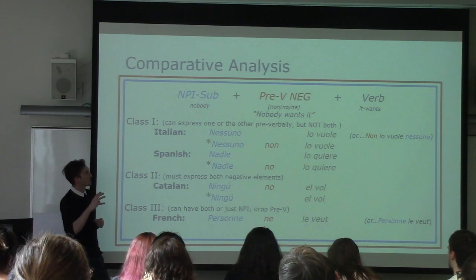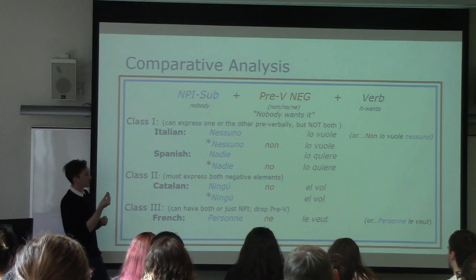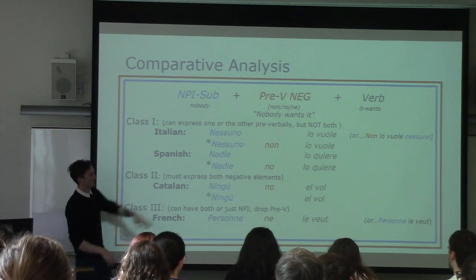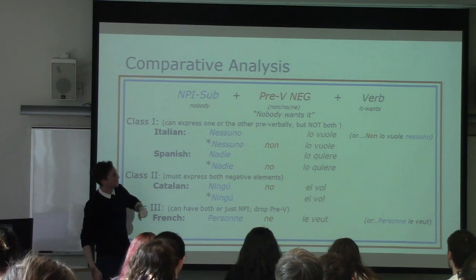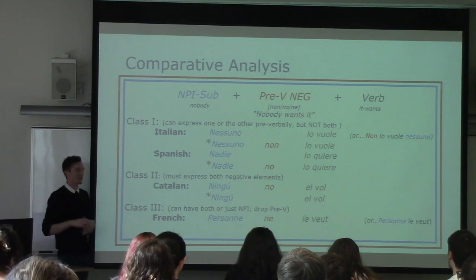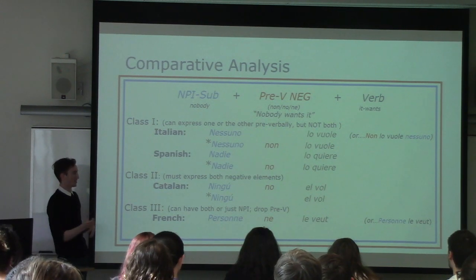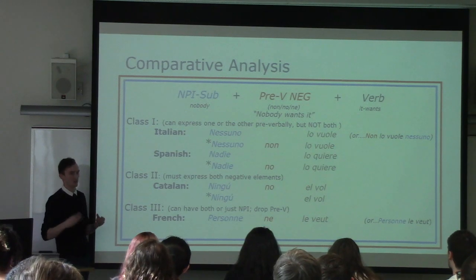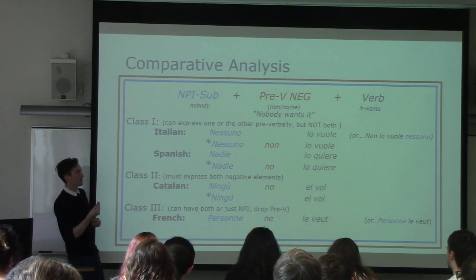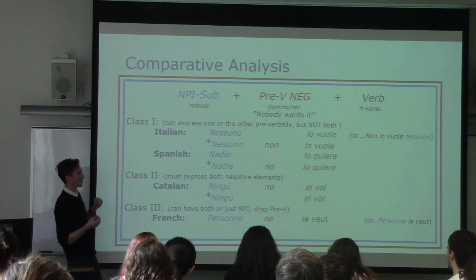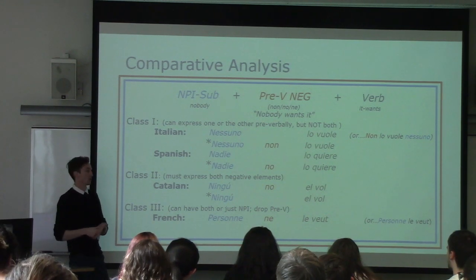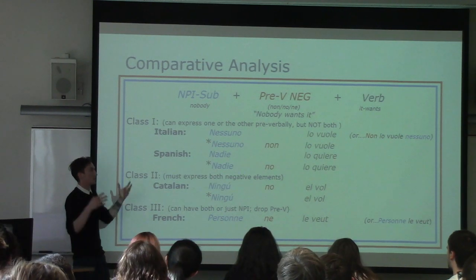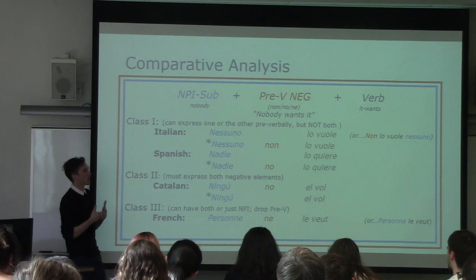Instead, Italian and Spanish can express a negative polarity item in subject position, or a pre-verbal negation particle, and then a negative polarity item in object position, as seen on the right there by non lo vuole nessuno for Italian. In class 2, we see a slightly different behavior, with Catalan crucially having to express both a negative polarity item in subject and a pre-verbal negation marker. If the pre-verbal negation marker is omitted, like in Italian and Spanish, the phrase is crucially ungrammatical. And if the negative polarity item is omitted in favor of the pre-verbal negation marker, the semantics of the phrase change. It would no longer be nobody wants it.